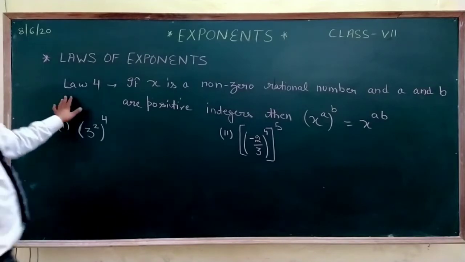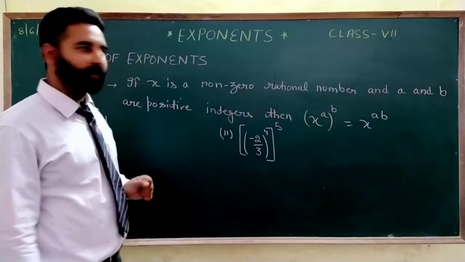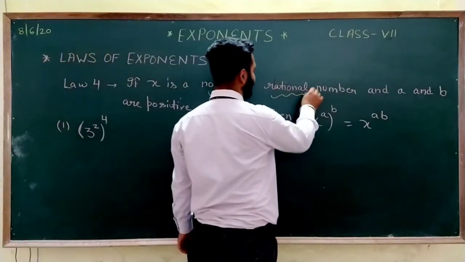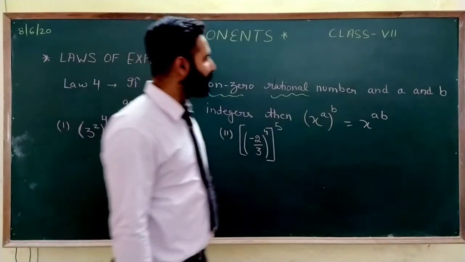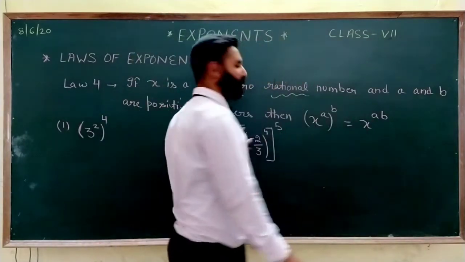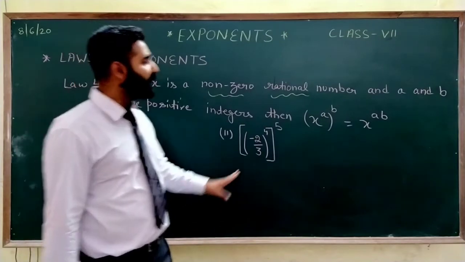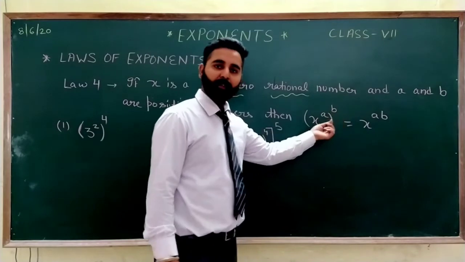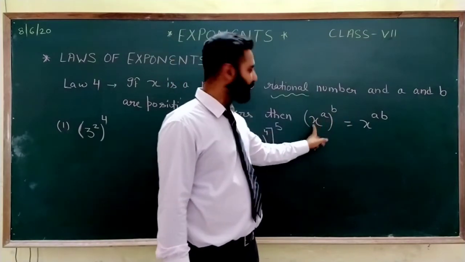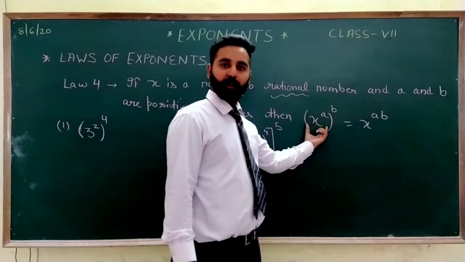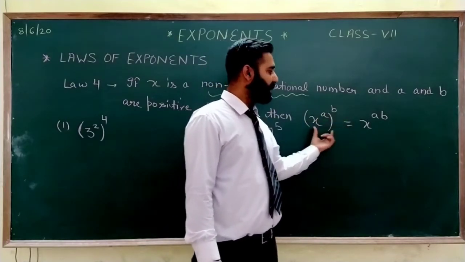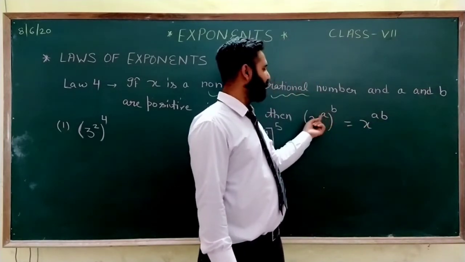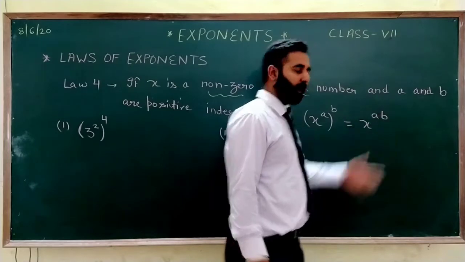Let us see the fourth law of exponents. The fourth law of exponents says if x is a non-zero rational number, already I told you, any rational number except 0, and a and b are positive integers, then (x raised to power a) whole raised to power b. Here we have two powers, first with x and second with x raised to power a whole. So in this case, if powers are multiplied with each other, when you have two powers, then the powers are multiplied by each other.